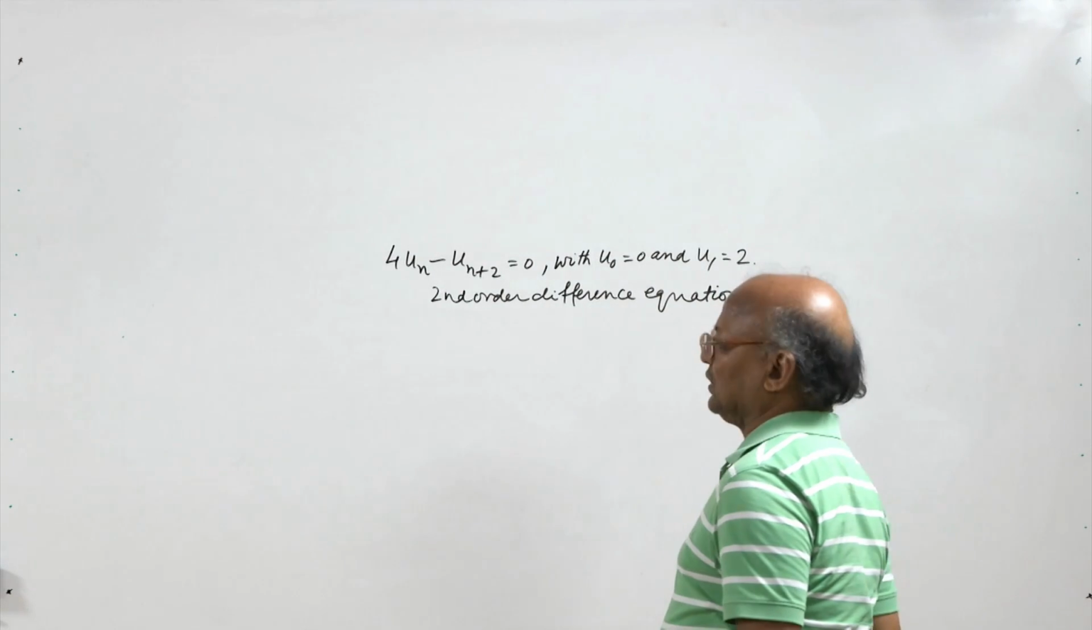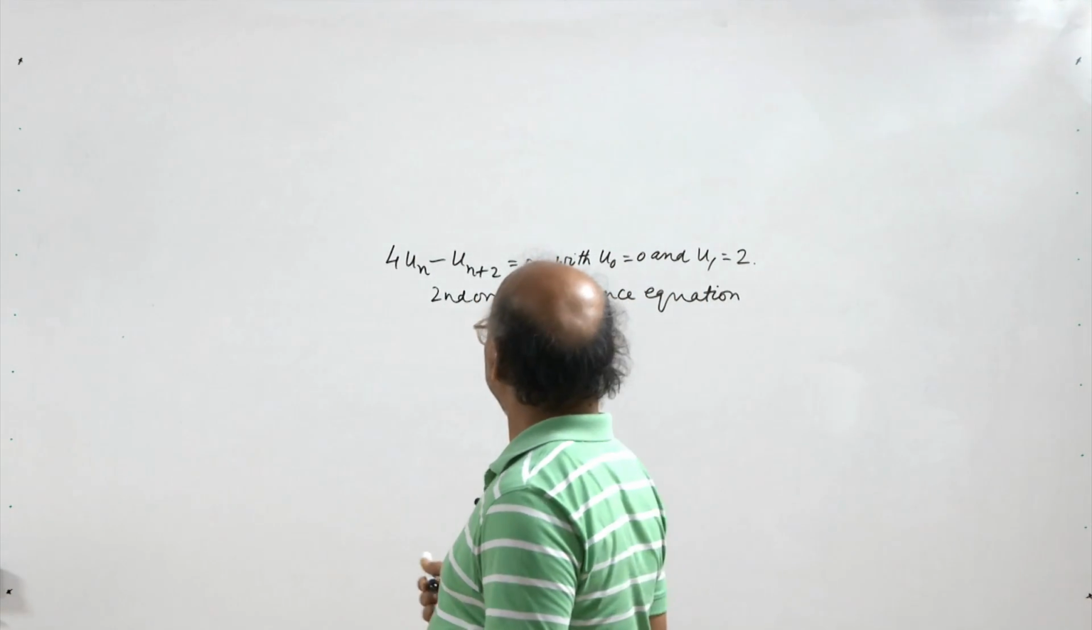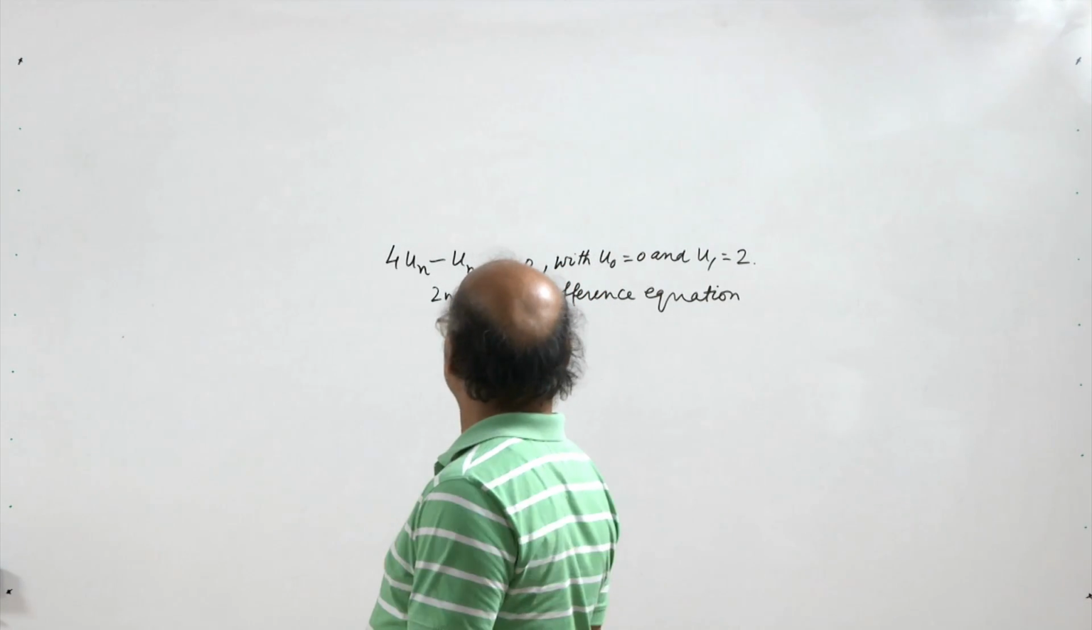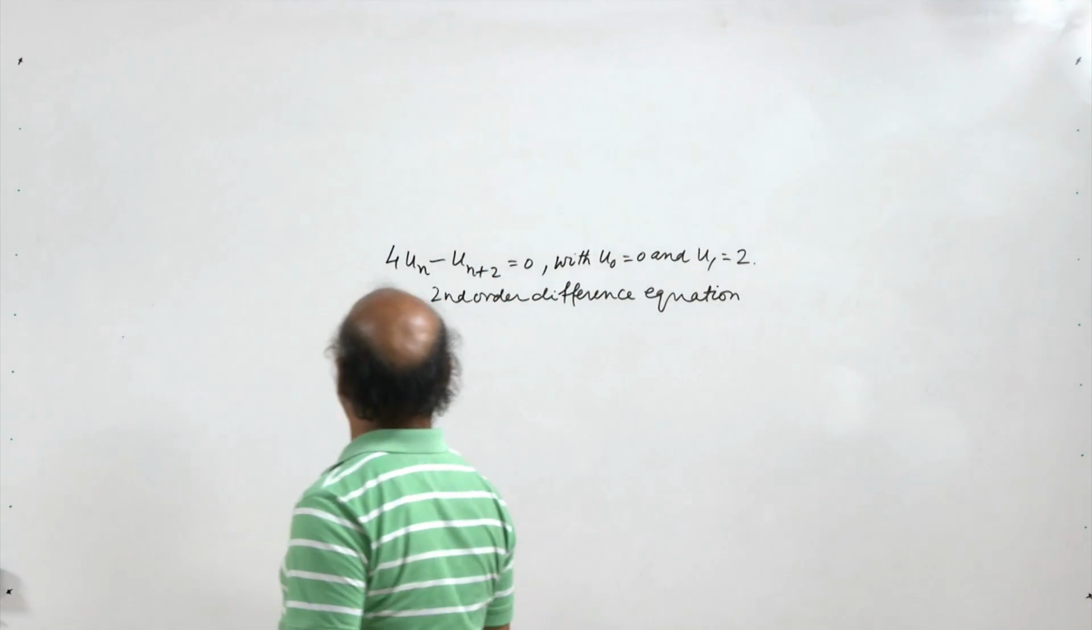And there are two initial conditions given. The conditions are u0 equal to 0 and u1 equal to 2. So, with these two initial conditions we shall get a particular solution of this difference equation.